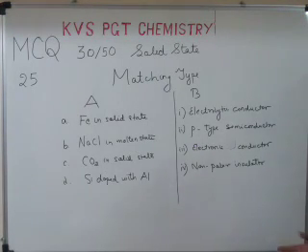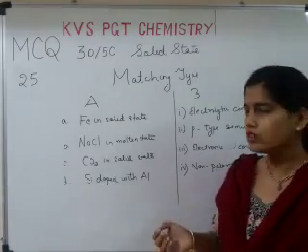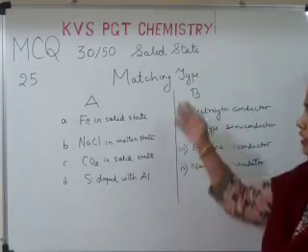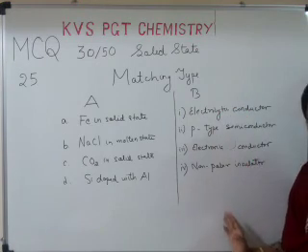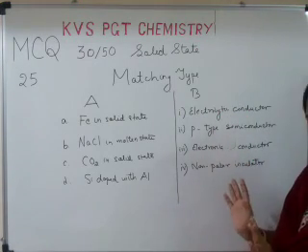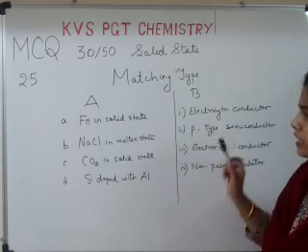So the next question is a match type of question. See what is given in the question. See, this is column A and this is column B. Here you have to match them with each other. Okay. So the very first, देखिए क्या दिया हुआ है.